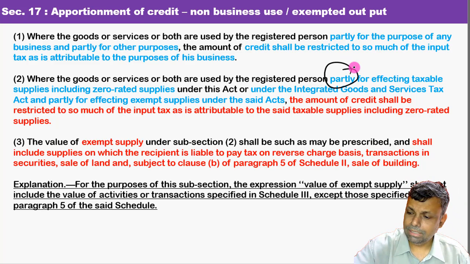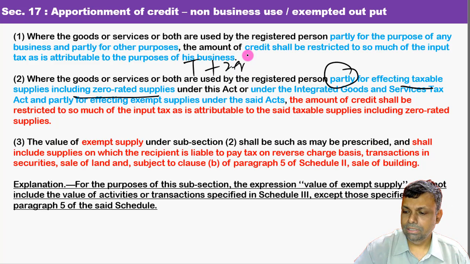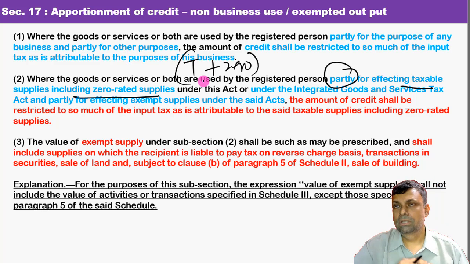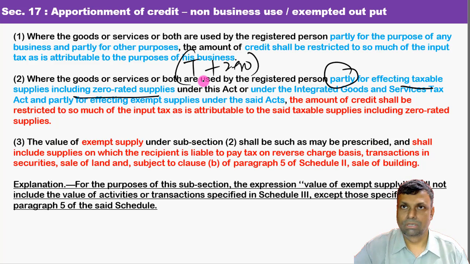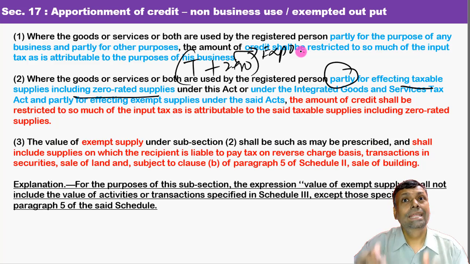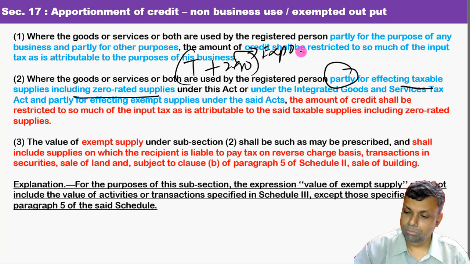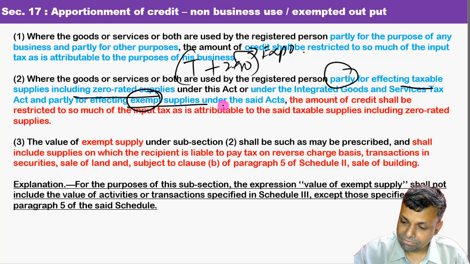But see, here partly for taxable and zero rated. So taxable and zero rated are basically on one side. In other words, if the outputs are taxable, then to that extent the input tax credit is permissible. That's the logic of the law. So if your output is zero rated, that means your output is an export. Zero rated is basically export. So if your output is an export, and the input tax credit is used for making exports, they are in the eligible criteria. That means they are eligible for input tax credit. In other words, the taxable output and the zero rated output are considered at par from this particular provision point of view. However, exempt supplies are on the other side.